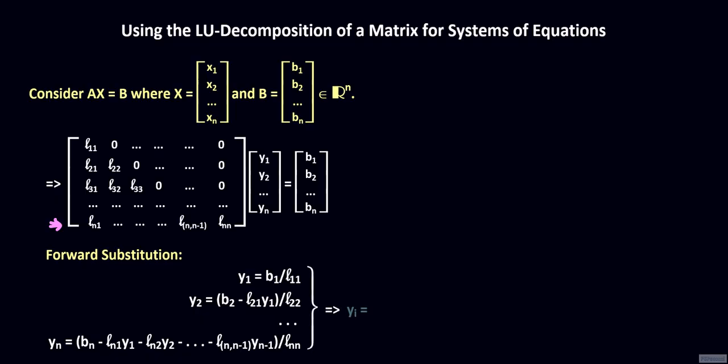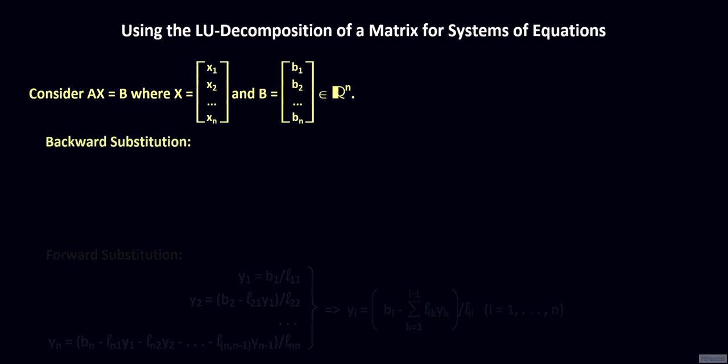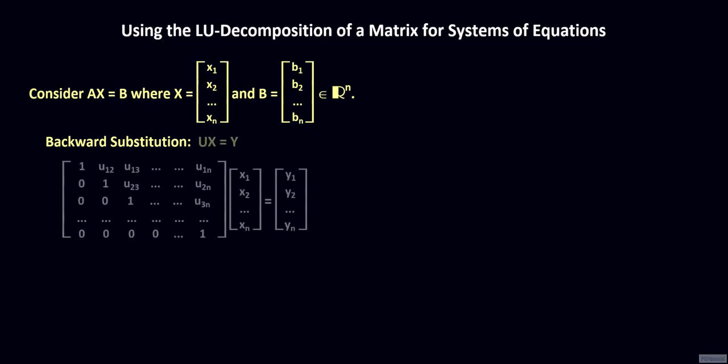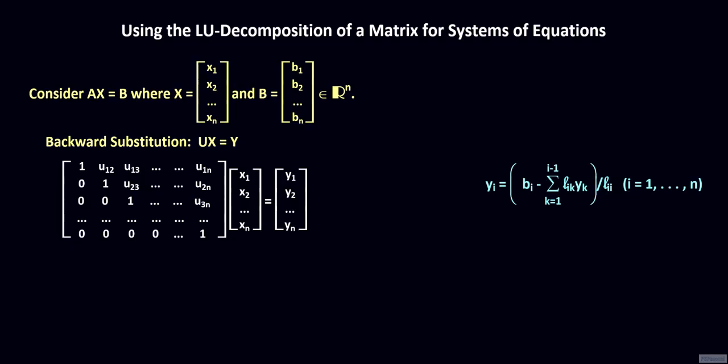In general, y sub I is recursively defined to be B sub I minus the sum from k equals 1 to I minus 1 of the product of L sub ik and y sub k all over L sub I. I goes from 1 to n. With the components of the vector y now on hand, we then apply backward substitution to solve the matrix equation U times x equals y for x. We begin with the last row. X sub n should be equal to y sub n.